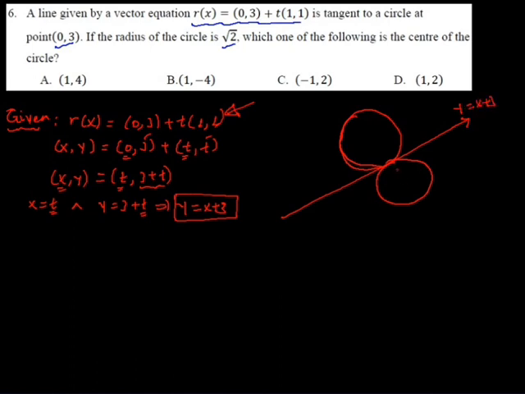And the radius of the circle is given. R is radical 2. Okay. So assume our center is given by h, k. We want this h, k. This h, k can be here or can be here, whatever. But the point of tangency is 0, 3. So the equation of the line which is tangent to the circle is y equals x plus 3.